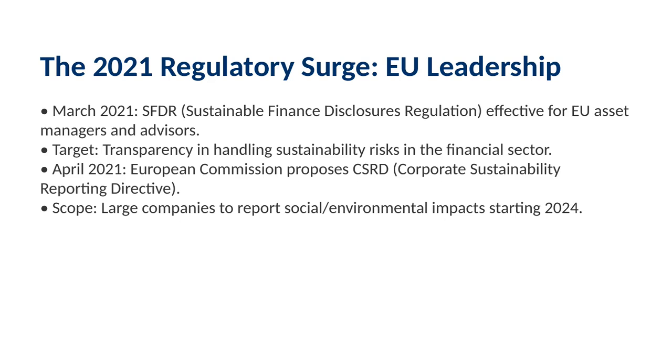Starting in early 2021, we saw a massive push in Europe. In March 2021, the Sustainable Finance Disclosures Regulation, or SFDR, went into effect. This was specifically targeted at asset managers and financial advisors in the EU to ensure transparency in how they handle sustainability risks. Shortly after, in April 2021, the European Commission proposed the CSRD, which is a game changer because it requires large companies to report on their social and environmental impact starting from 2024.